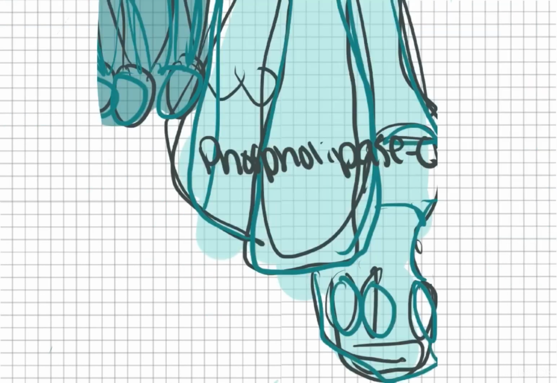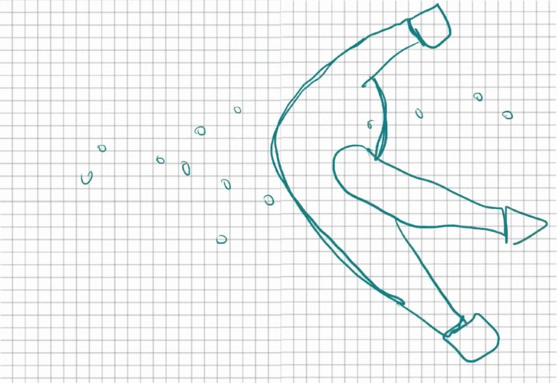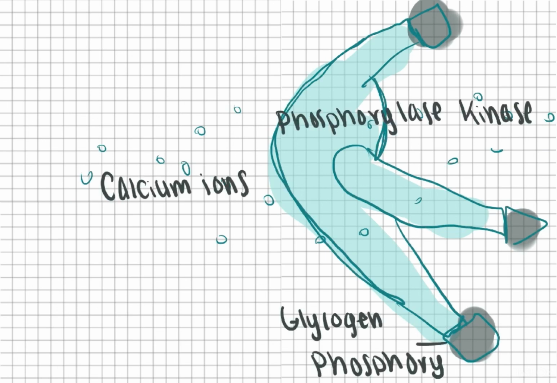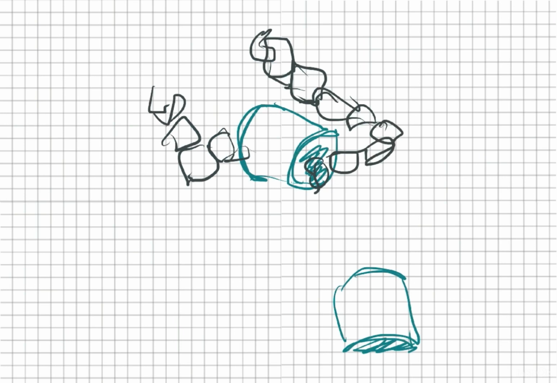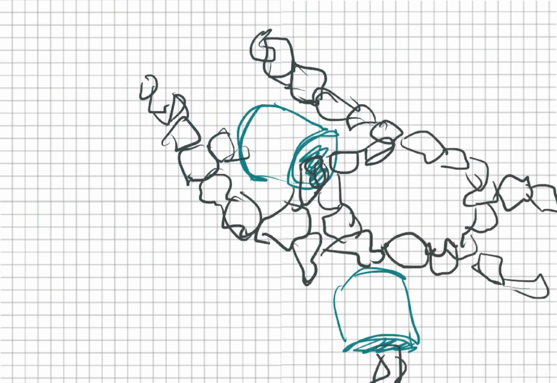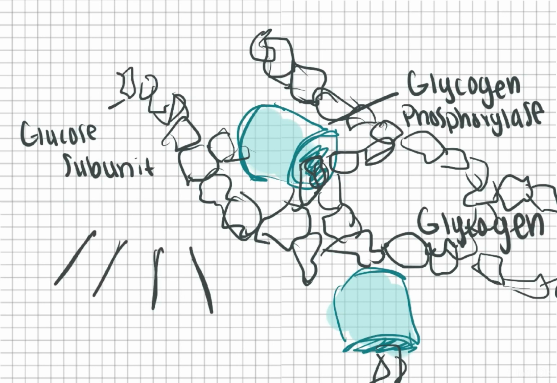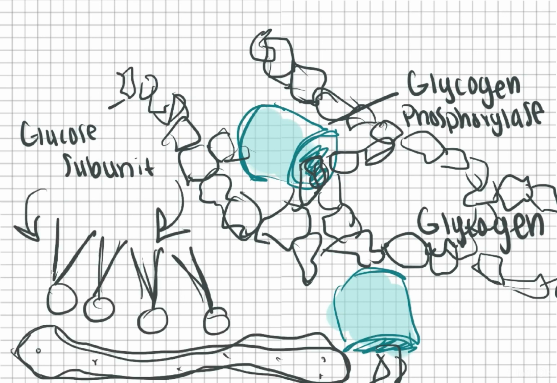IP3 binds to receptors on the surface of the ER, and the ER is stimulated to release calcium ions. Calcium ions interact with the phosphorylase kinase, which is decorated with glycogen phosphorylase. When the calcium activates the phosphorylase kinase, individual glucose subunits are broken off of the glycogen molecule by activated glycogen phosphorylase. The glucose is passively transported across the membrane and into the bloodstream.